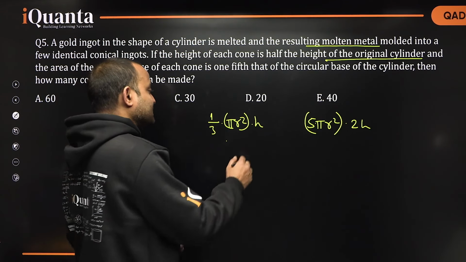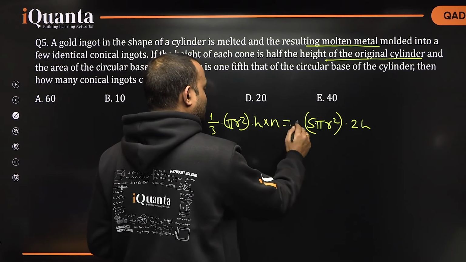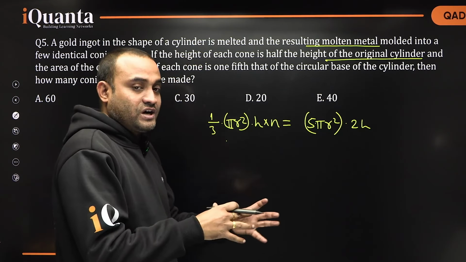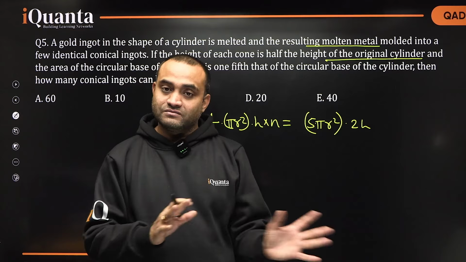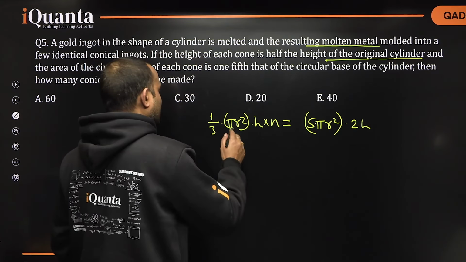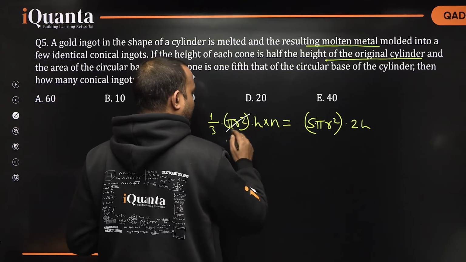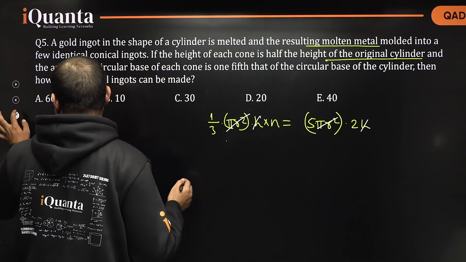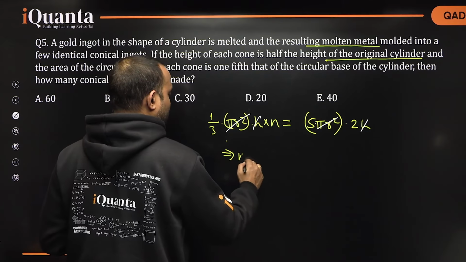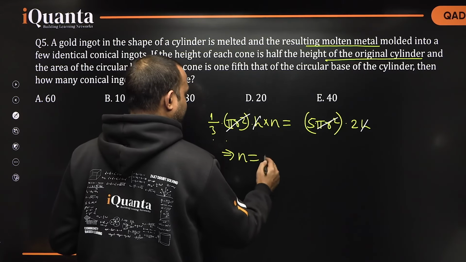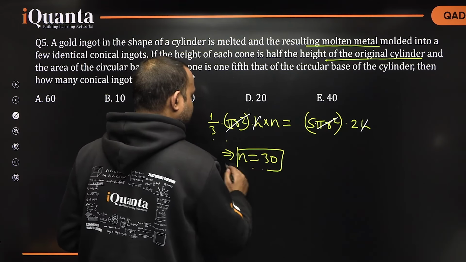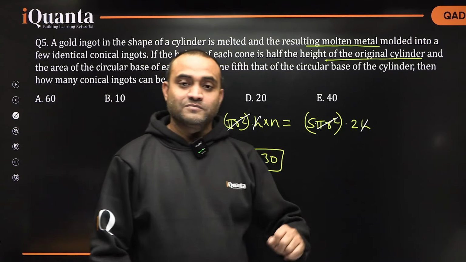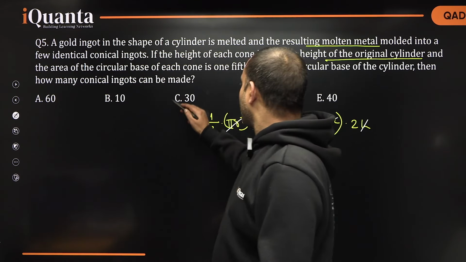So if there are n such cones, then their volume should be equal, because one solid is melted into another, solid's volume will be same. Now we can say that pi r square cancelled out, h cancelled out. What are we getting? N will be equal to 5 into 2 into 3, that is equal to 30. 30 such cone ingots are possible. So the answer is option C.